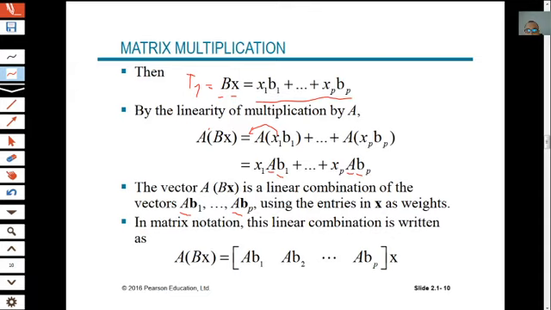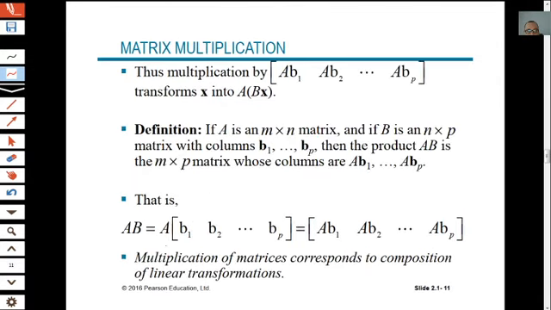Using the entries in x as weights, in matrix notation, this linear combination is written as A times Bx equals the matrix with columns Ab1, Ab2, up to Abp, times x. As you can see, this linear combination is written in matrix notation. So multiplication by this matrix transforms x into this one. Actually we have a single matrix here, as you can see. So this will be the product of two matrices.